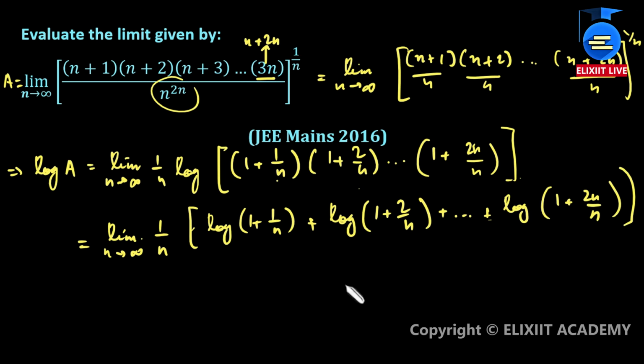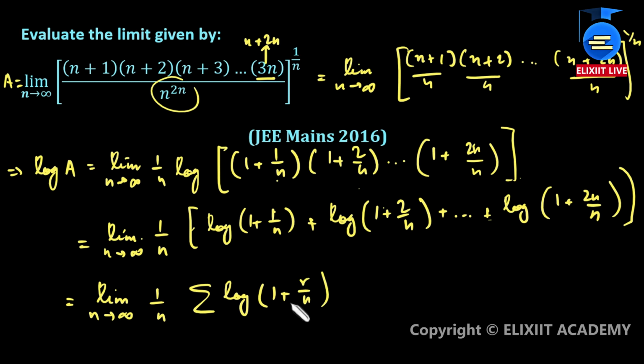We bring these terms just to bring them into the summation format. So this is summation, what? We have limit n tends to infinity, 1 by n. This is sigma f of r by n. We have log of 1 plus r by n. You see from here 1, 2, 3 and so on, the terms are going like this: 1 plus 1 by n, 1 plus 2 by n. So obviously we have 1 plus r by n, where r is going from 1 to 2n, right?